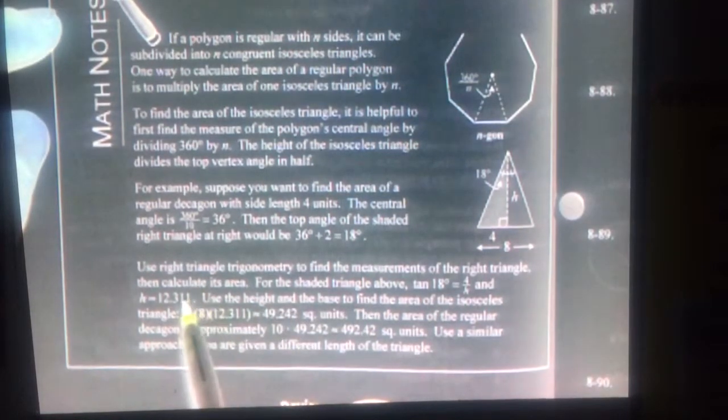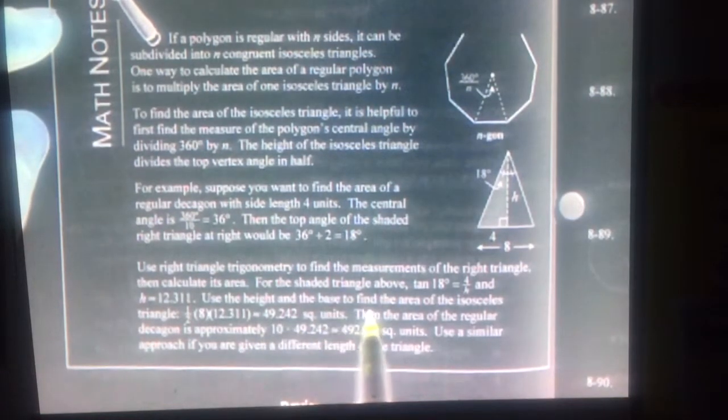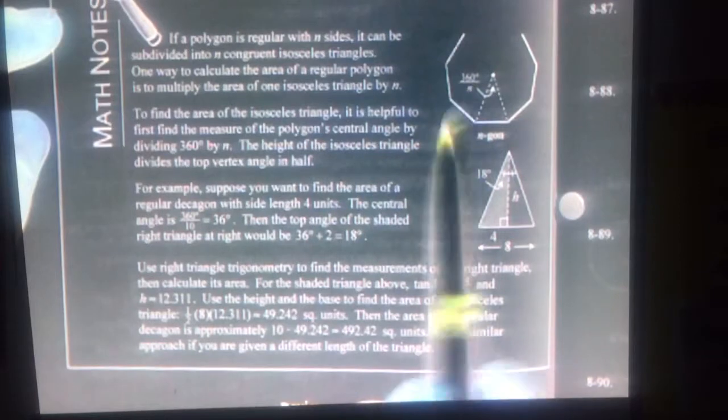So h is now 12.31, and we use the height and the base to find the area of the isosceles triangle. 1/2 base times height, which is then 49 units. And then, of course, we know that there are 10 of these, and we get the entire amount of 492.42 square units. That's the area of that polygon.